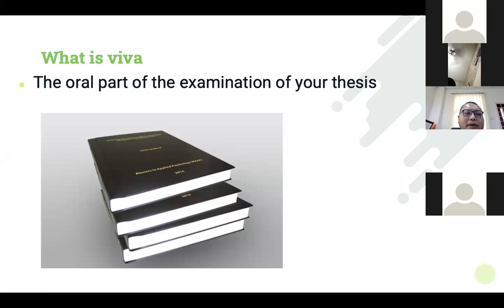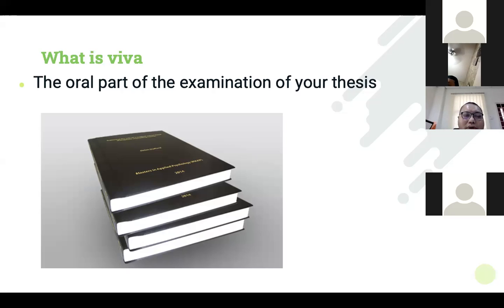Normally, especially for Master of Science and PhD students, this word Viva is really frightening. When is your Viva after you submit the thesis, how is your preparation? Because Viva is the last stage of your PhD journey and your Master of Science journey. During the Viva is the oral part of the examination of your thesis.